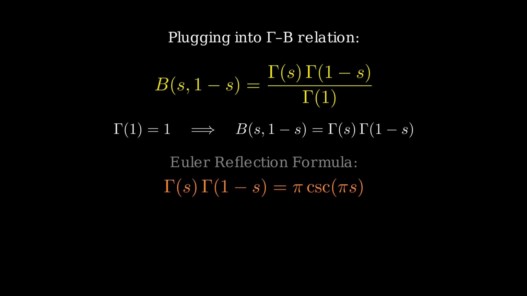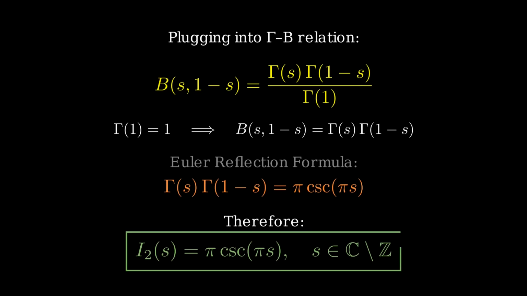And then if we simplify and use the Euler reflection formula, our answer for the right integral would be pi times the cosecant of pi s, such that s is a complex number that is not a member of Z, meaning valid for any non-integer complex number.